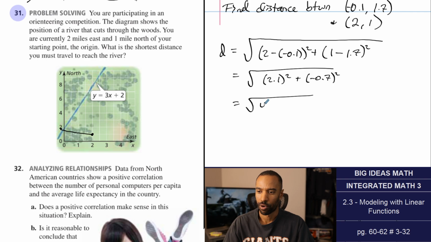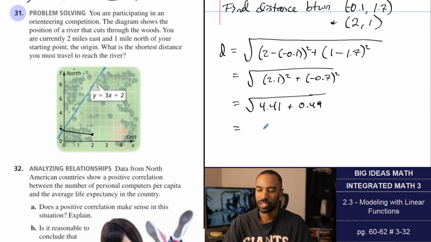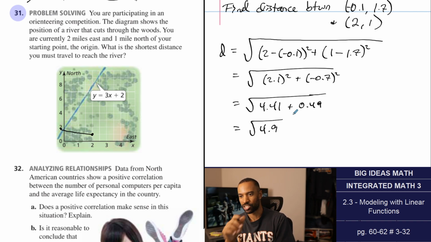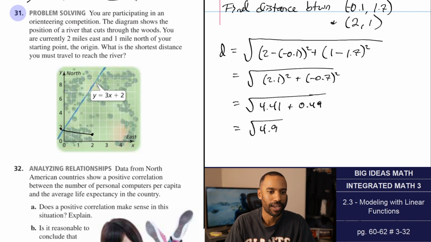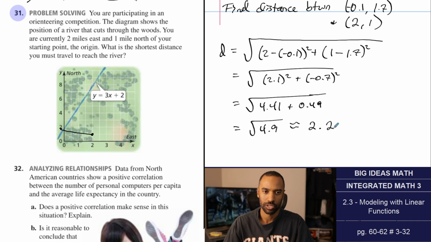I think that's 4.41 plus 0.49. Oh, is this exact? Sort of. Which is the square root of 4.9. Is that 0.7? Oh, I guess it's not. I guess it's a random number then. I was hoping it would be something nicer. The square root of 4.9 is around 2.213, so about 2.214 miles.